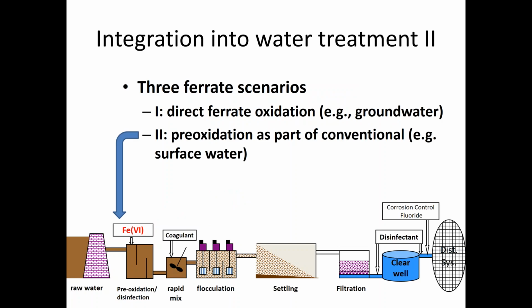For surface waters, we might consider adding ferrate at one of two locations. One is a pre-oxidant ahead of conventional, as shown here, conventional treatment, so that you have the ability to add a coagulant afterwards. Now many people ask, well, ferrate is an iron salt, and it forms ferric hydroxide solids, and so do you need to add a coagulant after adding ferrate?